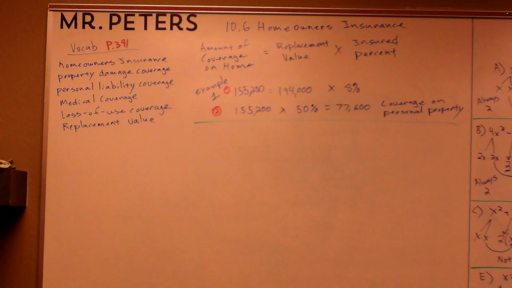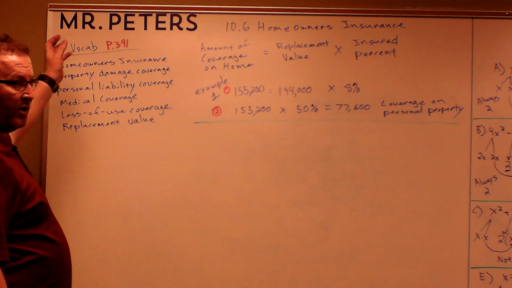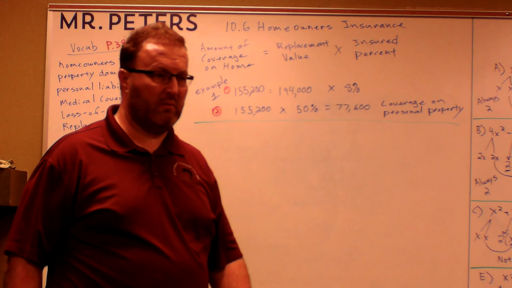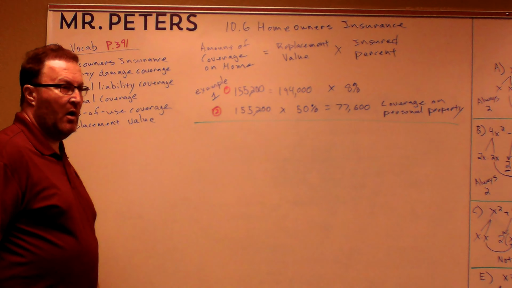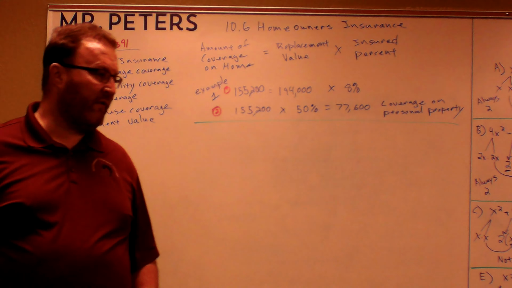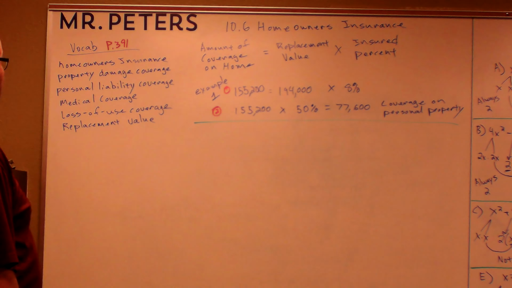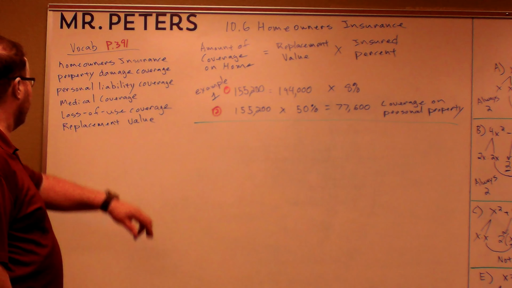Okay, so this is homeowners insurance. I want to start with the vocab first. Homeowner insurance obviously is going to cover a home when you buy it. Usually the bank requires it if you have a mortgage loan on it to protect their investment, but the bigger thing is even if you didn't have a mortgage, you would want to protect it.